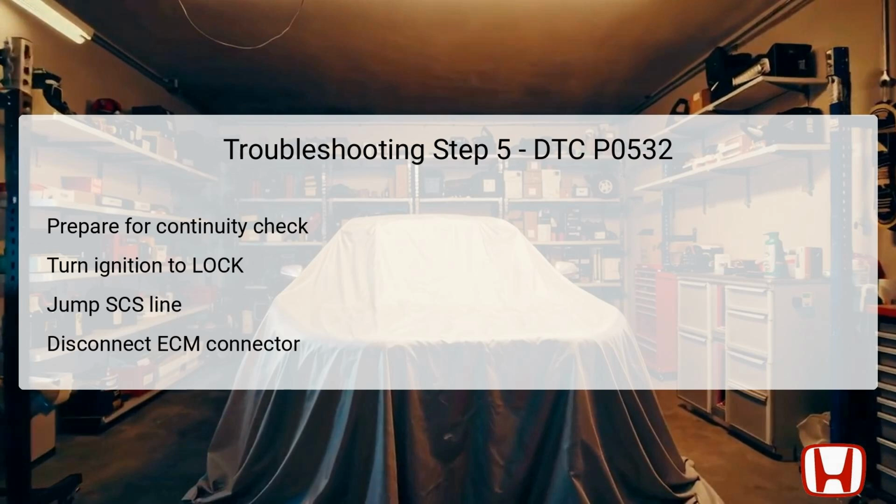Step 5 requires specific preparations to check continuity within the circuit. Begin by turning the ignition switch to the lock position to ensure security while working on the sensor. Once in lock, use the HDS to jump the SCS line, which maximizes diagnostic capabilities during the subsequent tests. Disconnect the ECM/PCM connector A49P carefully to avoid damage to the pins.